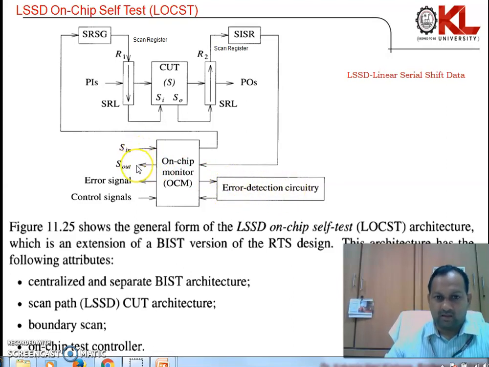If the serial output data is mismatched, you can observe the error. The error detection circuitry indicates the fault in the circuit diagram.